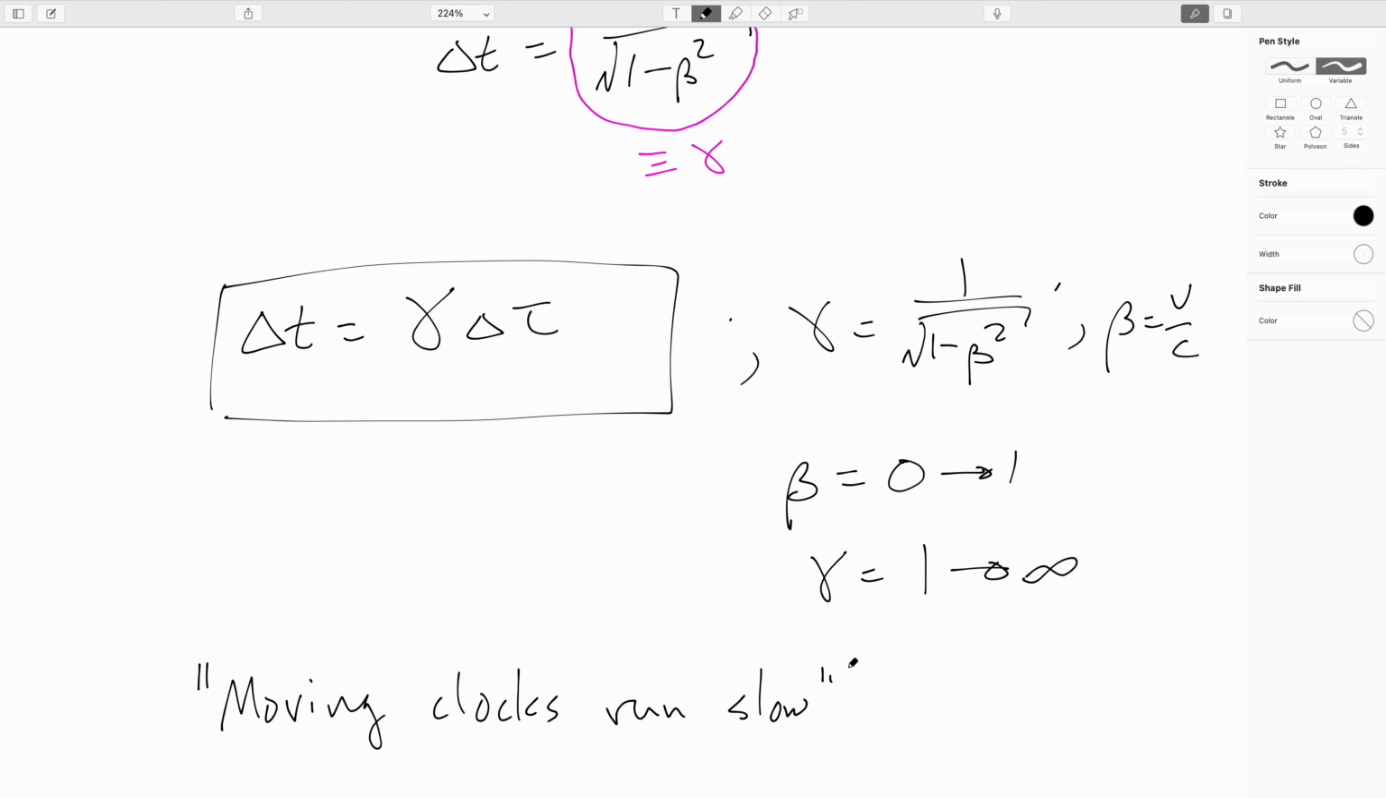Now, in practice, the speed of light is 3 times 10 to the 8 meters per second. If you're talking just a few meters per second, these factors of gamma are like literally 1 point 9 zeros or 10 zeros and then a 1. So you're not going to notice this comparing wristwatches with each other.